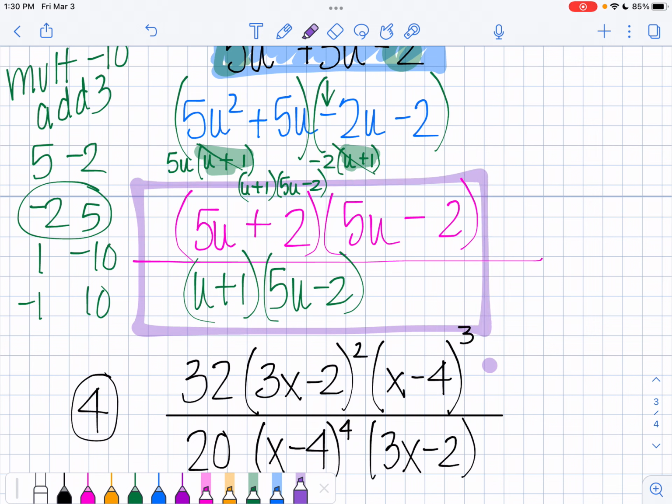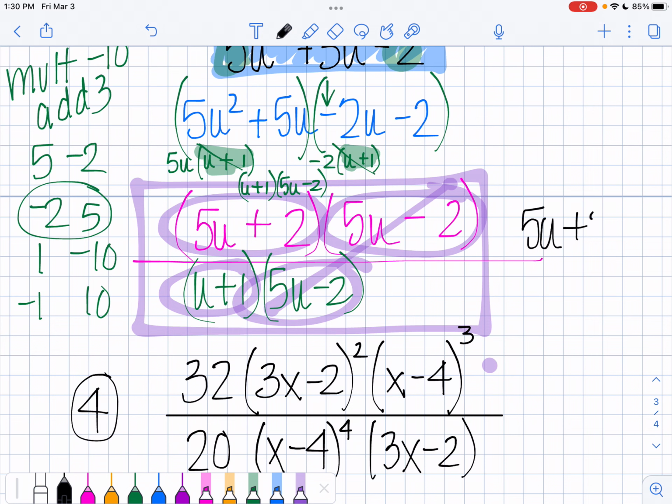So I'm looking here, and I want to factor my groups that are the same. How many groups do I have? I have 2 groups on the top, this one, and 2 groups on the bottom, this one and this one. Are any of my groups the same? Yes, 5u minus 2. So your final answer would be 5u plus 2 divided by u plus 1.